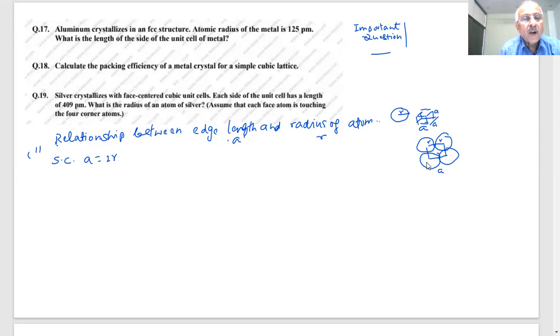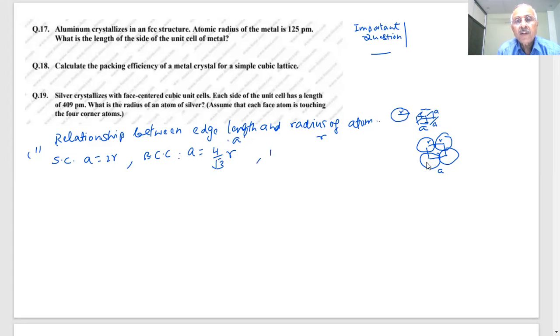Okay. What is the story when I say BCC, students? In BCC, what is the relationship? In BCC, a equals 4 by root 3 into r. Okay, very important: a equals 4r by root 3. You have seen the body diagonal. The atoms along the edges are not touching, but along the diagonal they are touching. There is an atom in the center in BCC. We have shown you the diagram of that in our lecture. Yes, sir.